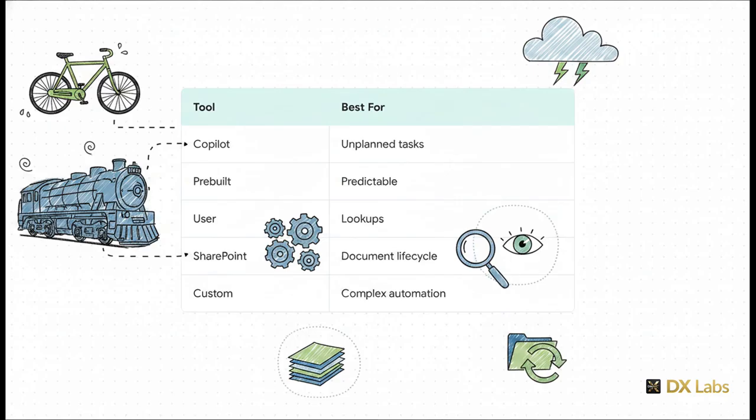Use Copilot for user-driven, one-off, unplanned tasks inside familiar apps. Use pre-built agents when you have a predictable volume of standardized requests like HR policies or writing help. Use everyday user agents for lightweight, no-code lookups within a specific team. Use SharePoint agents when you need to navigate governed libraries and manage structured document lifecycles. And finally, use custom agents for multi-system orchestration, APIs, and complex automation.